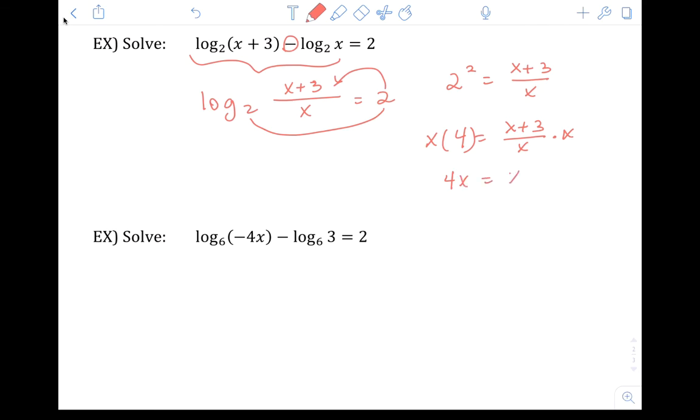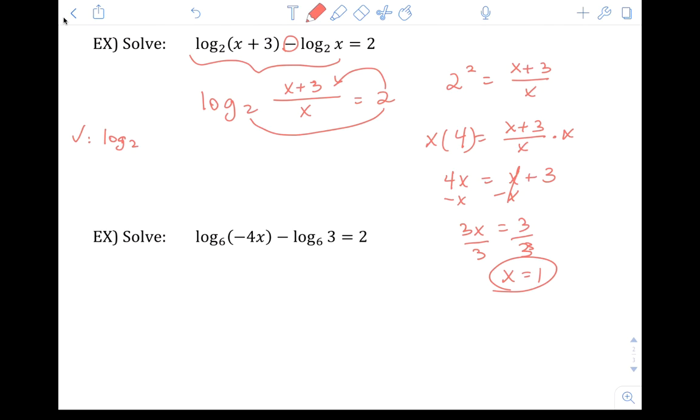4x equals x plus 3. I will need to get my x's together. So 3x equals 3. And clearly, x equals 1. That's a 3. X equals 1. Let's check it.